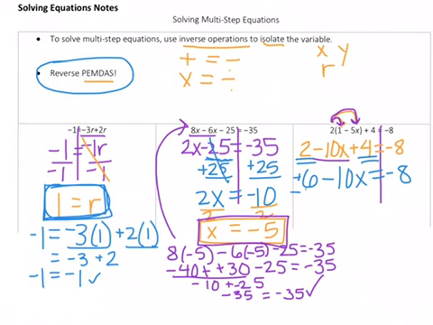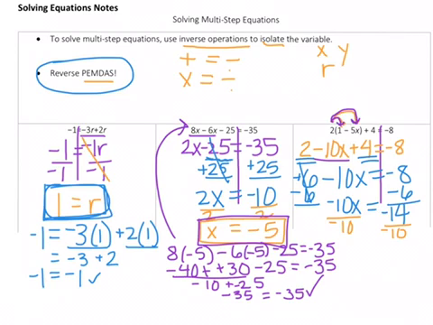So to get rid of it, I subtract on both sides. When I get rid of the 6, I'm left with a negative 10x equals a negative 14. It is not negative 2, it's negative 14. The last thing I need to do is divide by negative 10.